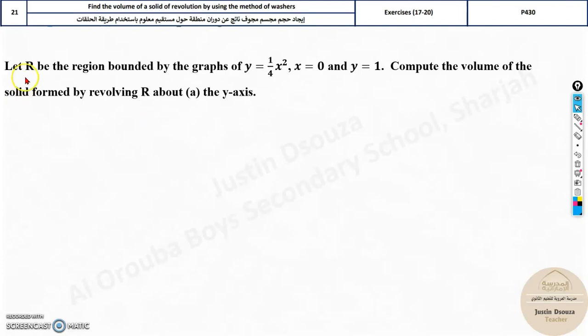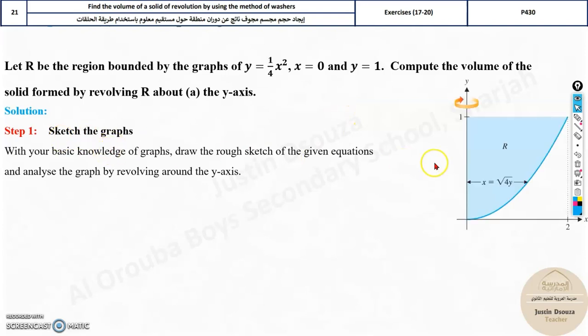But anyway, let R be the region bounded by the graphs y equals 1/4 x squared, x equals 0, y equals 1. Compute the volume of the solid formed by revolving R about the y-axis. So first let's draw this. Let's sketch the basic graph. It's given as quarter x squared. It will be a parabola. Okay, x equals 0 and y equals 1. Fine. Now this is the graph.